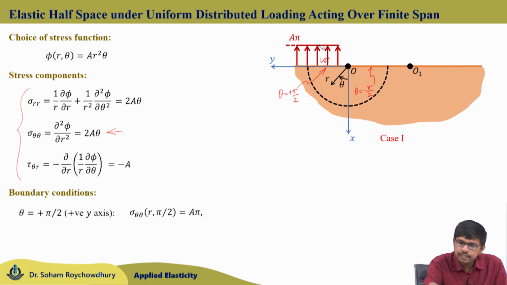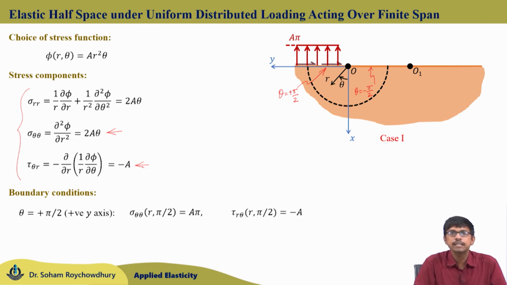So, if we plot it here in the figure, we are going to have a positive sigma theta theta, positive normal stress for the positive y axis with intensity, or amplitude, a pi, which is a constant amplitude, and starting from this, tau theta r is equal to a constant, minus a. So, tau r theta is equal to minus a, and that I have drawn minus a means it is along the negative y axis, along the negative r direction. So, these boundary conditions at the positive y axis give us these stress fields as shown in the figure.